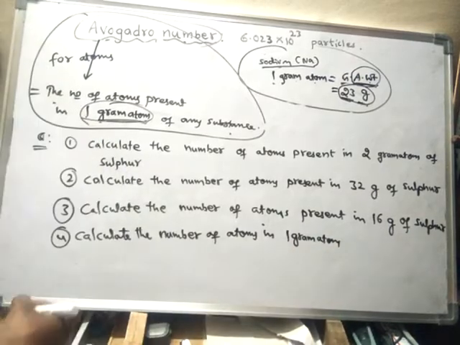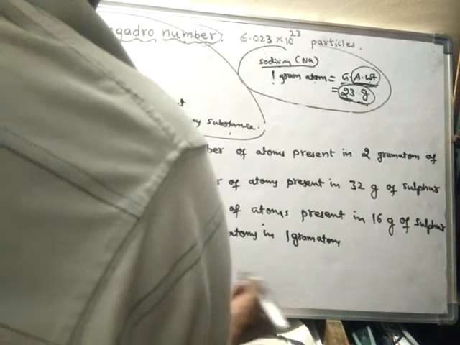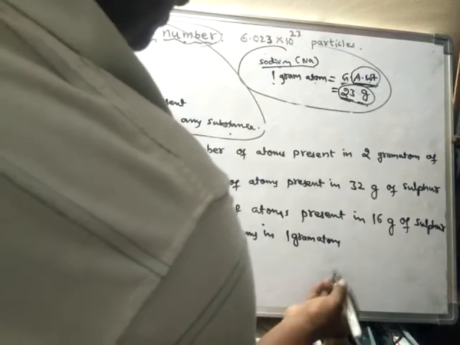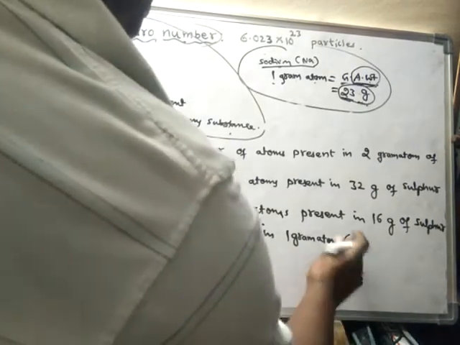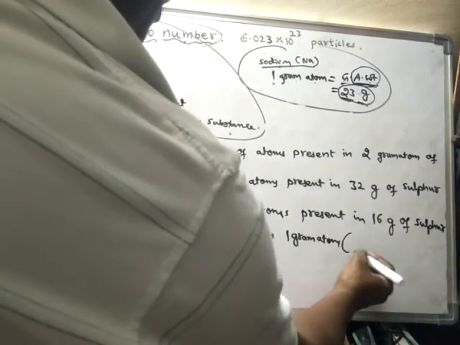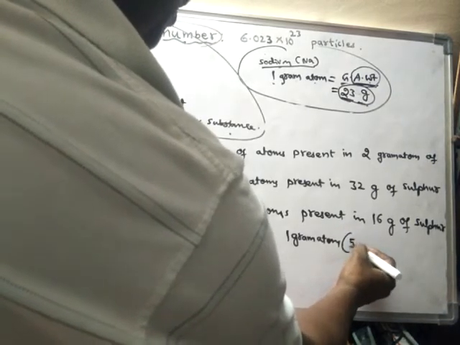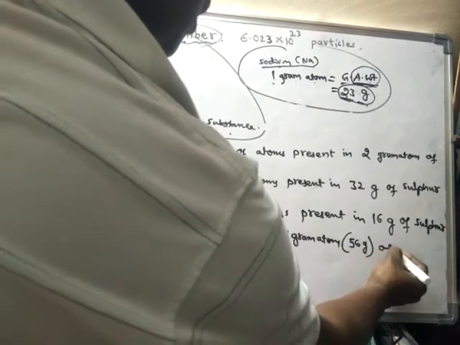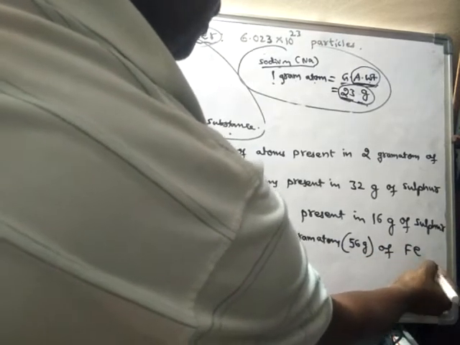One gram atom. Number of atoms present in one gram atom. That means 56 grams of iron.